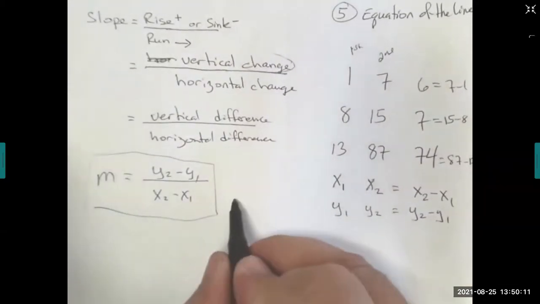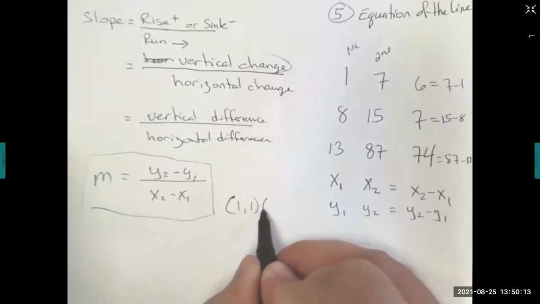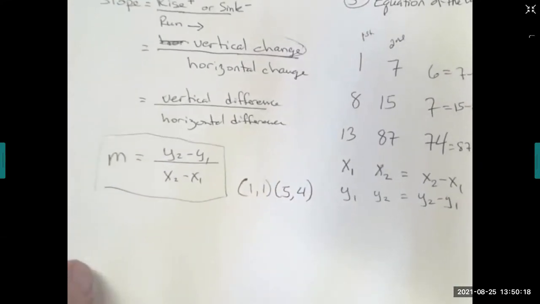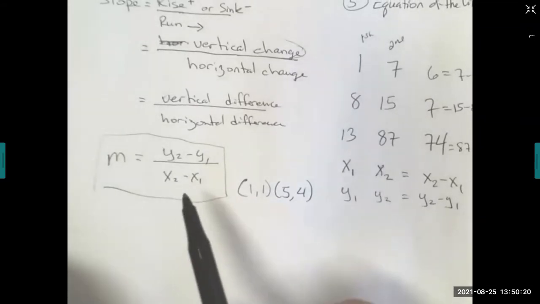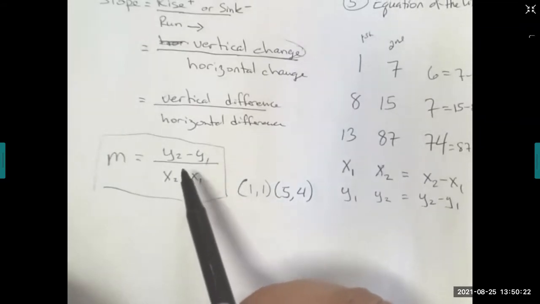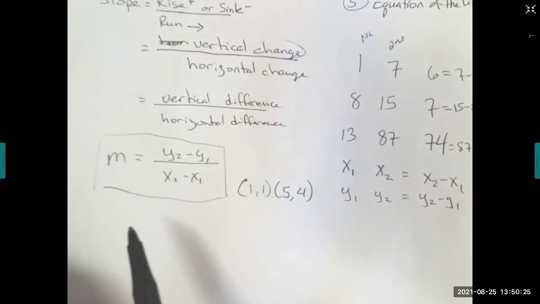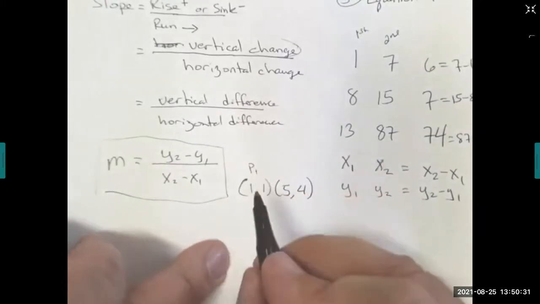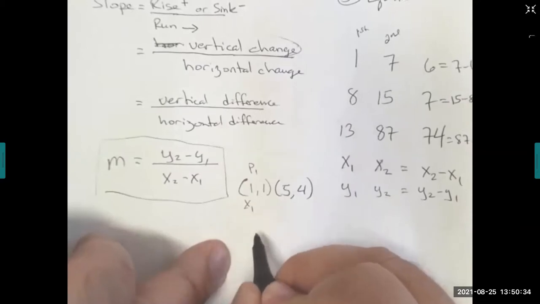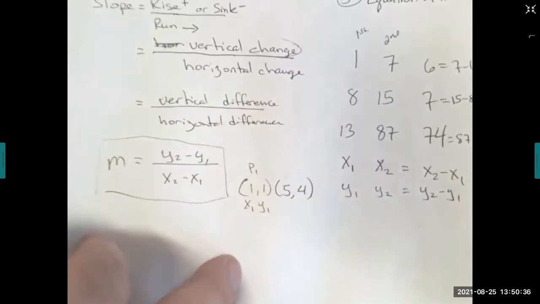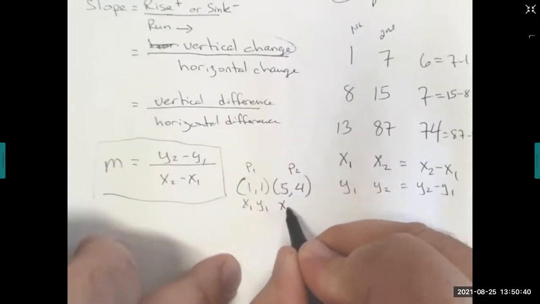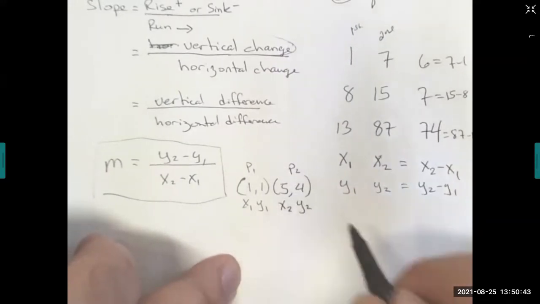All right, of our 2 points, we have (1, 1) and (5, 4). What do x1, x2, y1, y2 refer to? Since this is the first point, point 1, this is the x value of point 1. This is the y value of point 1. This is the second point, so this is the x value of the second point and the y value of the second point.